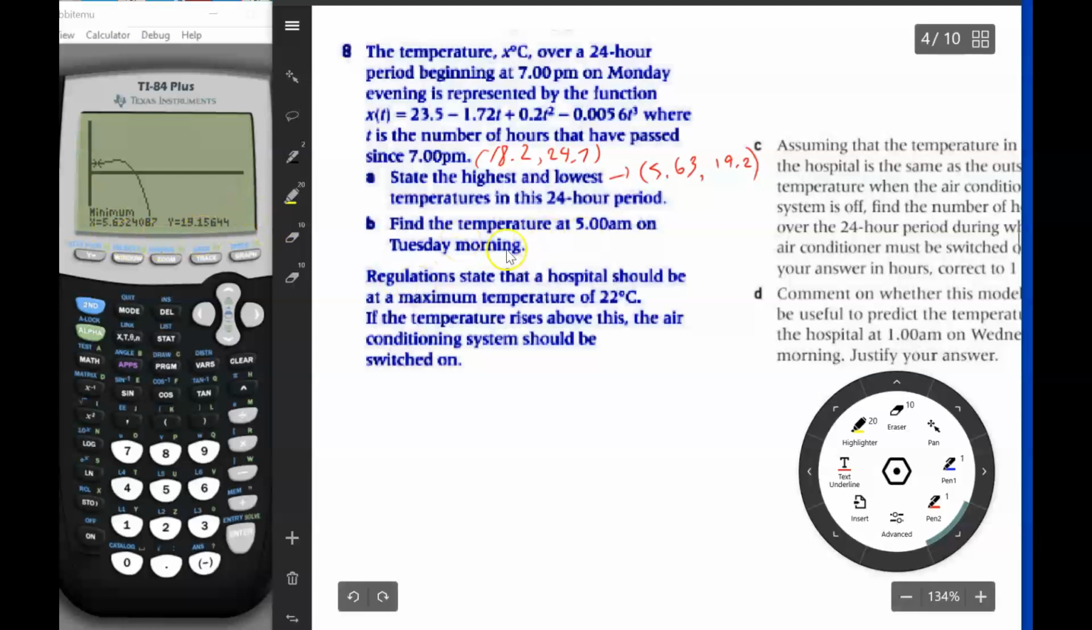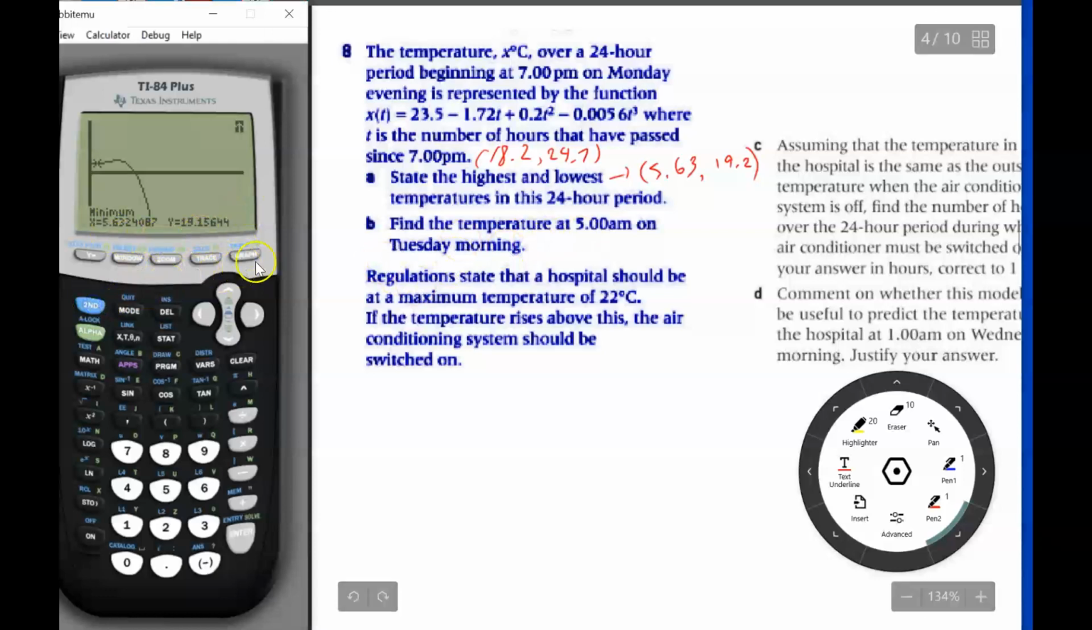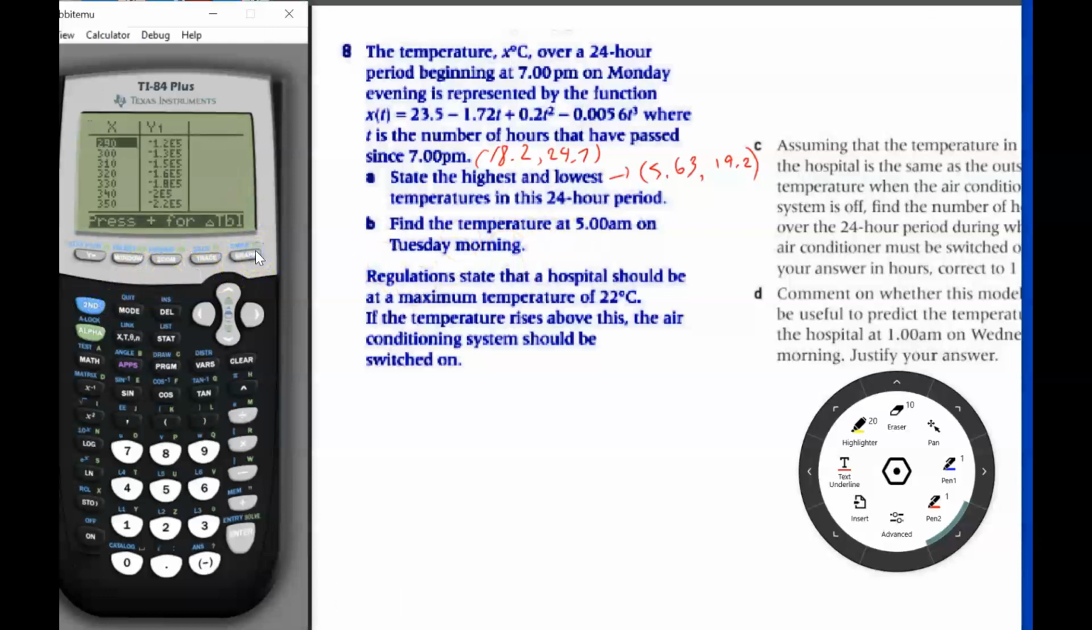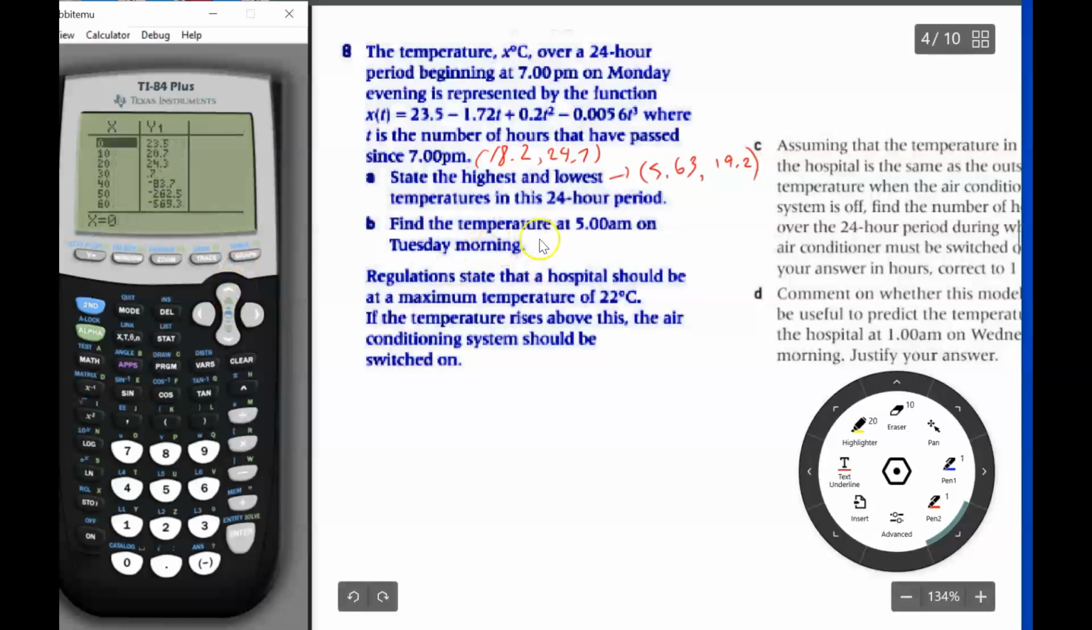Okay, now find the temperature at 5 a.m. on the Tuesday morning. The easiest way to do that is on the table, right? Or you could do trace 5, I guess. So I'm going to go back close to x equals 0. And I'm going to find out what the temperature is at 5 a.m. 5 a.m. is how many hours after 7 p.m.? Well, 7 p.m. till midnight, remember, is x equals 5. So 5 a.m. is 5 hours after that. So 5 a.m. is actually 10 hours after 7 p.m. Okay? So I'm going to look at x equals 10, and the temperature is 20.7.